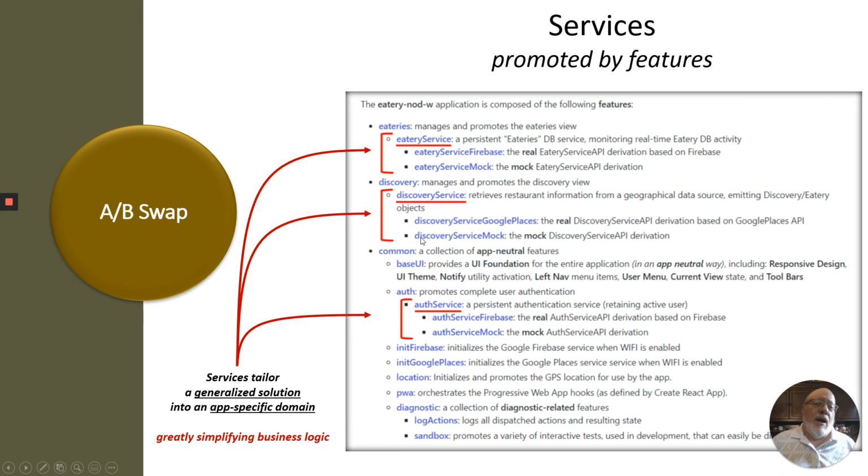Well, I don't know if you noticed or not in the list of items or features within eatery-nod, there's a number of services. There's an eatery service, there's a discovery service, there's an authorization service. Basically, in general, services are going to tailor a generalized solution into an app-specific domain. And the end result of that is it greatly simplifies your business logic. Well, you can see here that there is a reoccurring pattern of how these services are implemented. So let's just look at one of them. We'll look at the authorization service.